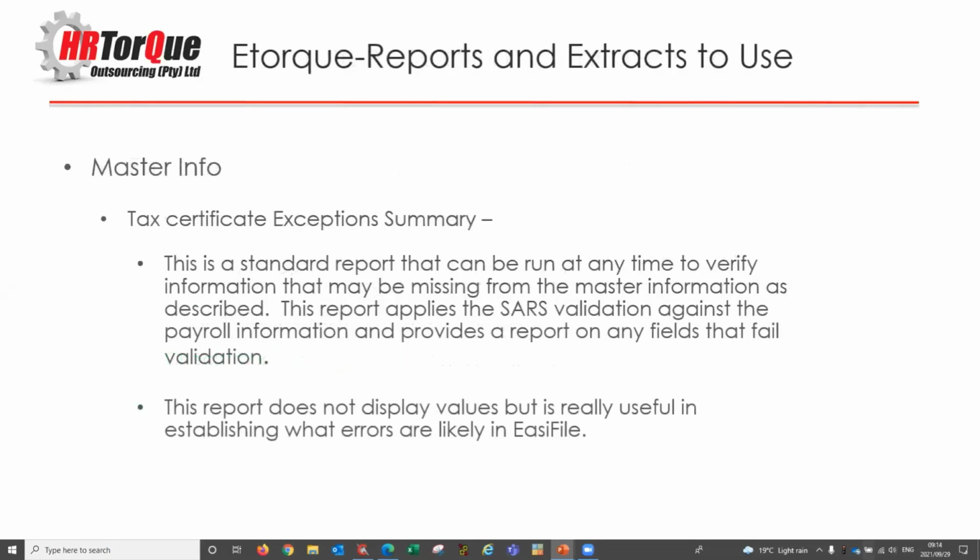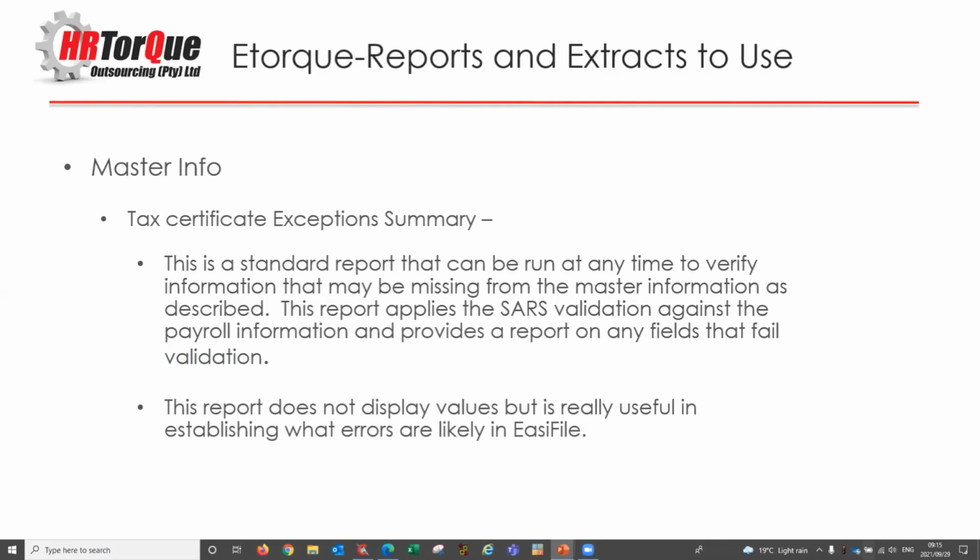So first up is our employee master information. So one of the first places to go to is your tax certificate exceptions summary. And you can run this report at any point, but we're looking at running it now, after the August payroll has run, and obviously before the October deadline.